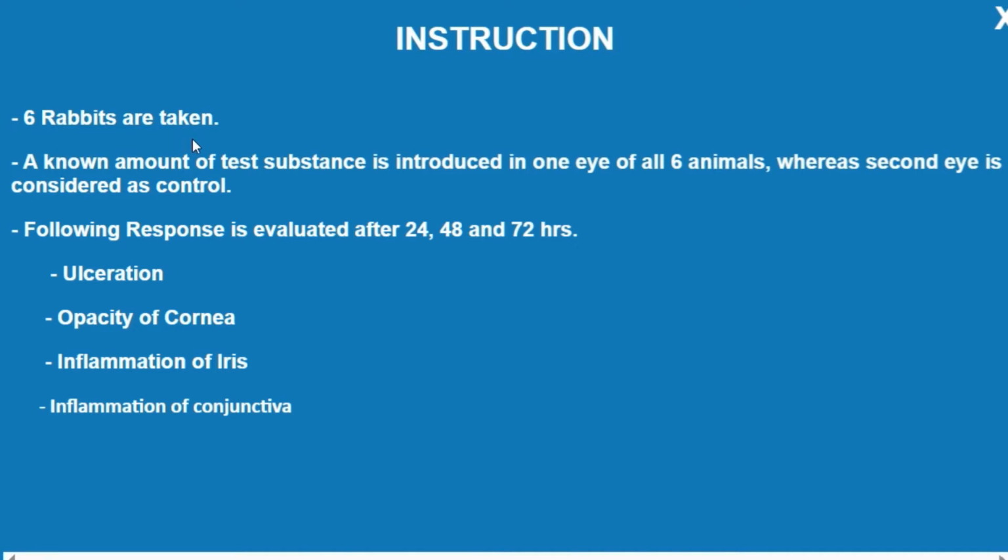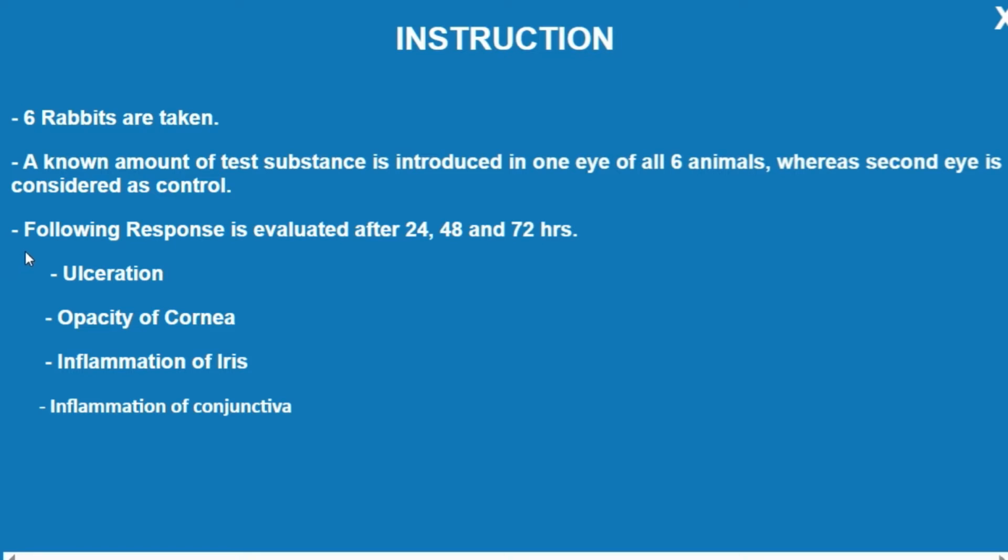We are going to take 6 rabbits. A known amount of test substance is introduced in one eye of all 6 animals, whereas the second eye is considered as a control. So we are going to use only one group of animals, 6 animals. One eye of each animal will act as a control. Generally we take the right eye as control, and the left one will act as the treatment part where we are going to give the drug.